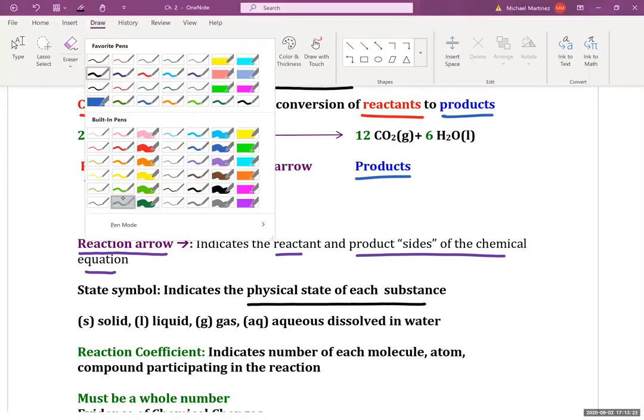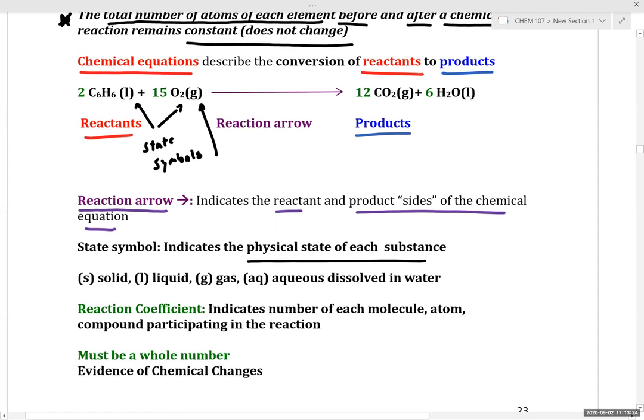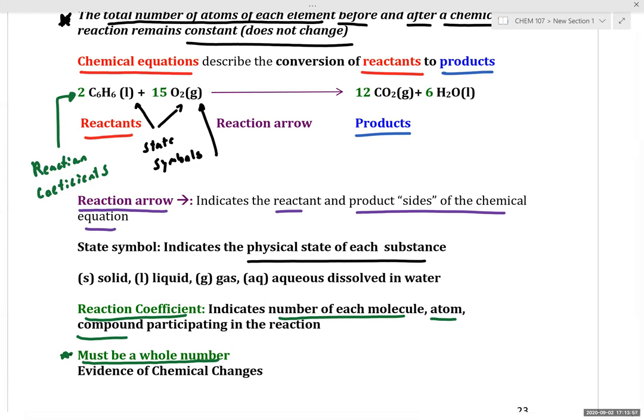Now, in terms of our additional parts of this chemical equation, you may notice these numbers in front of each chemical formula. These are called reaction coefficients. The reaction coefficient indicates the number of each molecule, atom, or compound that participates in your reaction. The reaction coefficient must be a whole number. There's no such thing as half a molecule, just like the idea of half an atom doesn't make any sense.